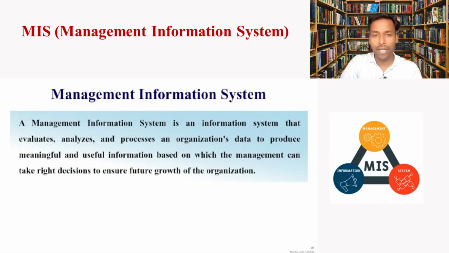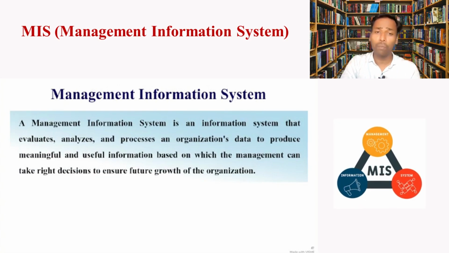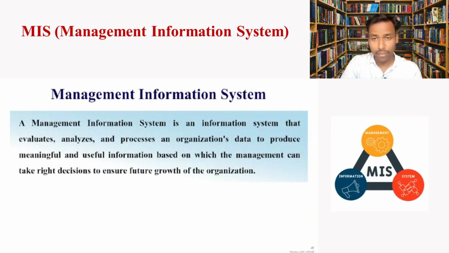Just to summarize in a few lines, a system is a collection of components that work together to achieve a task. An information system is any system that takes data, produces information, and that information can be used by the users. Then if the information is utilized by the management or the top level bosses of the organization, it becomes a management information system.